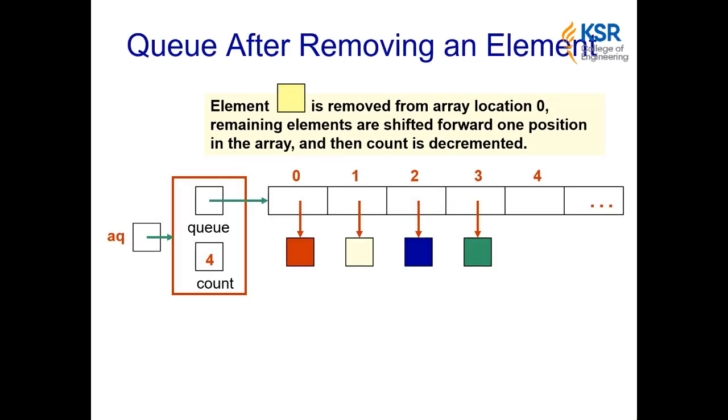So this is the queue after removing an element. If you remove the yellow element from the queue, it will start from the red. So this is the queue ADT of data structures and algorithms.